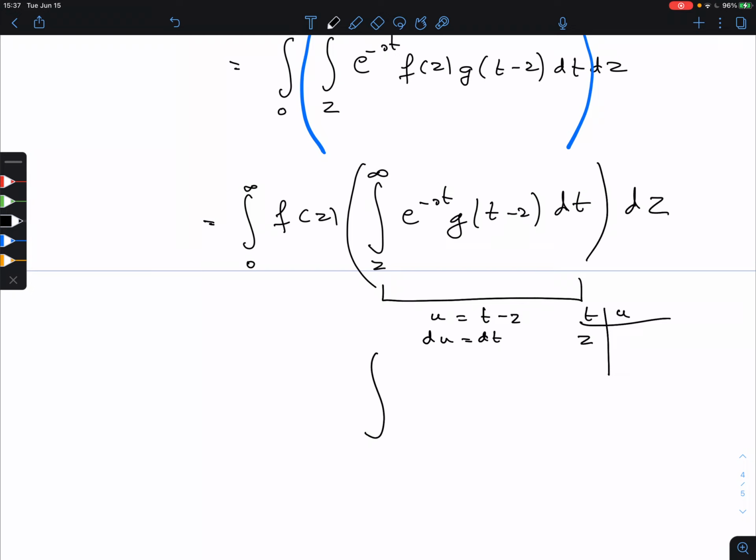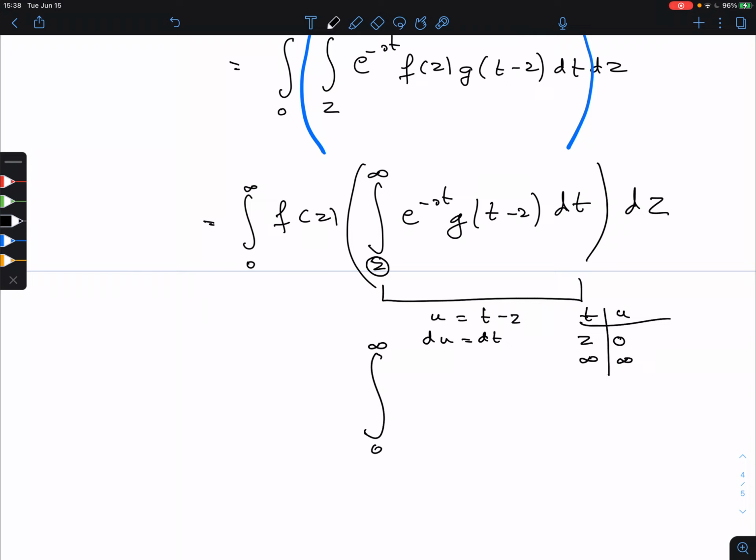But let's first look at the endpoints, because it's a definite integral. In substitution with the definite integral, you also have to change the endpoints. So if t is equal to z, the lower endpoint, then u is equal to, well, z minus z, that's 0. If t is infinity, what is u? Well, infinity minus something, that is still infinity, right? So the new endpoints become from 0 to infinity. Okay, so these are the new endpoints for u.